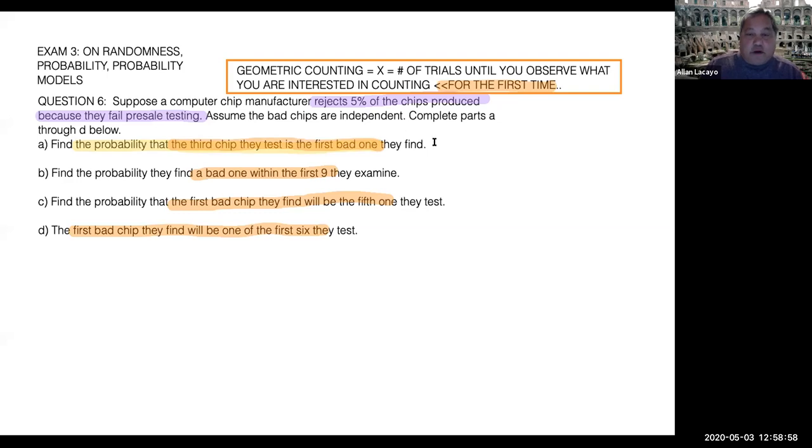So in the first part, you're looking for X to be 3. In the second part, you're looking for X to be one of the first 9. The third one is that the first bad chip is the fifth one. The fourth question is that the first bad chip is one of the first 6. And in all cases, the probability that a chip is bad is 0.05.